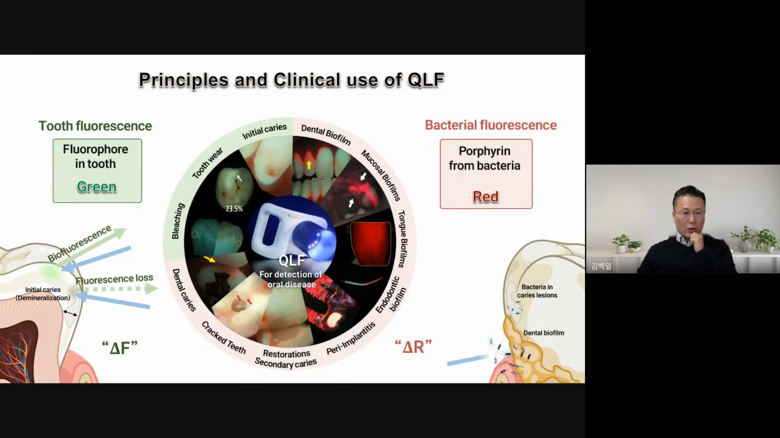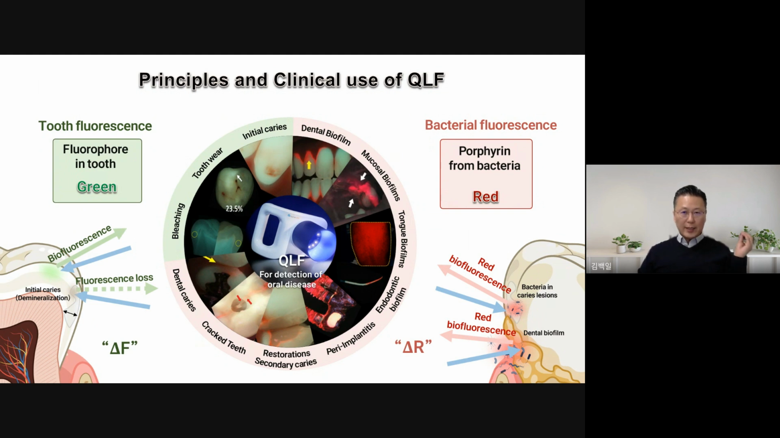Now we can understand that there are two different mechanisms to detect biofluorescence by the QBLISS system. First is tooth fluorescence. Second is bacteria fluorescence. Tooth fluorescence is very unique. It can easily detect microchannels in the enamel structure by tooth fluorescence loss, and we can measure this amount by the delta F value.